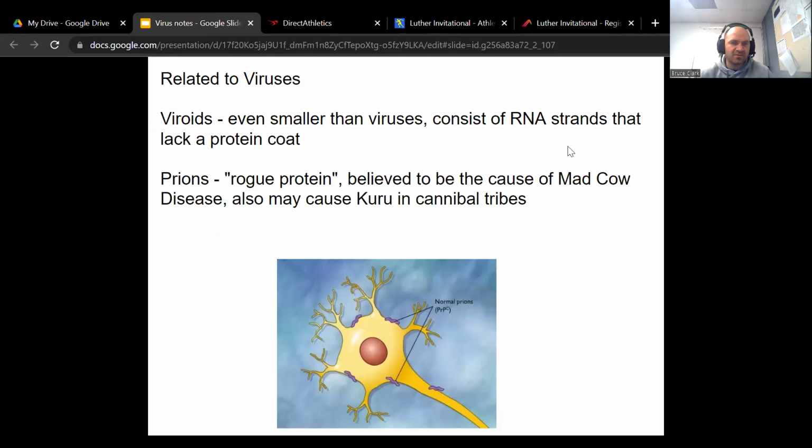Something that you might hear of that are related to viruses, but they're even less structured. Viroids and prions. Prions are just a rogue protein. So if we get into looking at things as you guys are researching diseases, like mad cow disease, Kuru, and the infamous cannibal tribes, those are proteins. They're not even genetic material, but they influence other proteins around them and cause issues there.